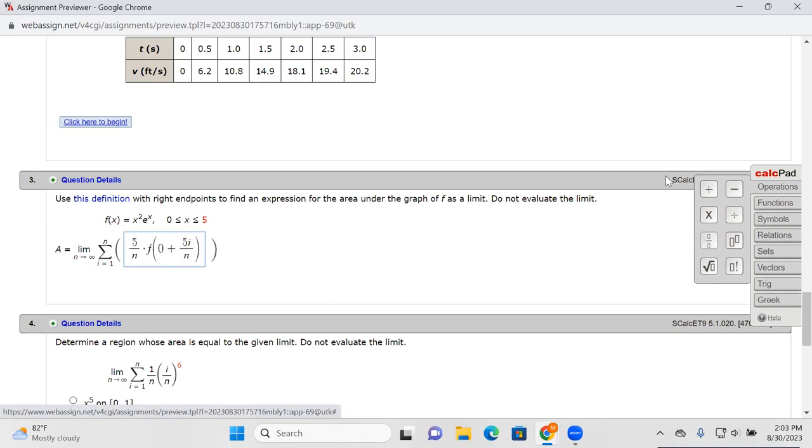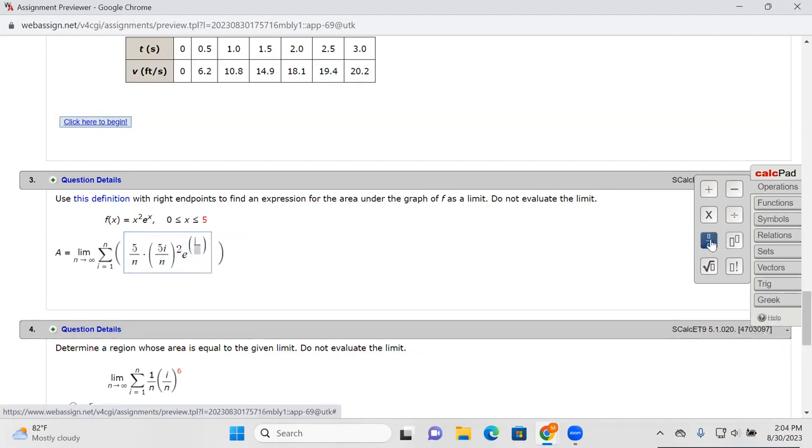Now you say, oh, but WebAssign's not going to take that. Well, I realize WebAssign's not going to take that because we actually have to evaluate with f. But all we have to do is take 0 plus 5i over n and plug it in for f. Incidentally, 0 has no effect on our sum, so we really just want to plug in 5i over n. So what's that going to be? 5i over n squared, and then 5 over n squared, and then e raised to the 5i over n.